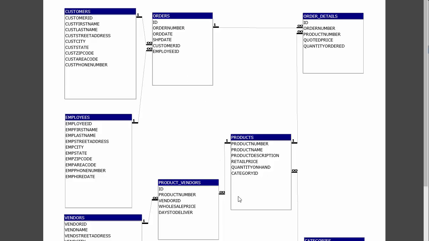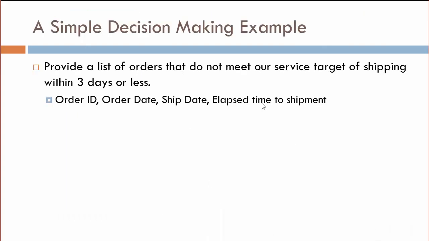Then we can create a third piece of data called elapsed time by basically subtracting our order date from our ship date. All that comes from orders. Now we only want it where that elapsed time is greater than 3, because those are the orders that don't meet our service agreement. Those are the ones we need to focus our attention on. We don't need to be thumbing through a list of everything.